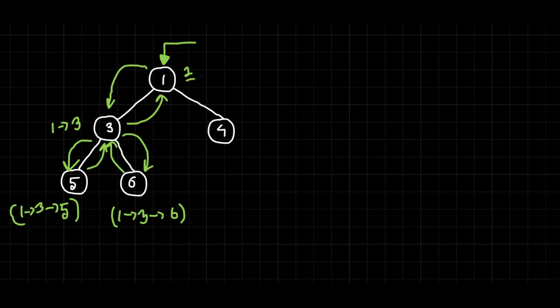Now from 1, the call will go to its right child, which is 4. So the path will be 1 to 4. Now from 4, as 4 is a leaf node, we have to store 1 to 4 into the vector. And again, the call will go back to its root, which is 1. Now from 1, we will return. And this is how basically we're going to solve this problem by using the depth first search technique.